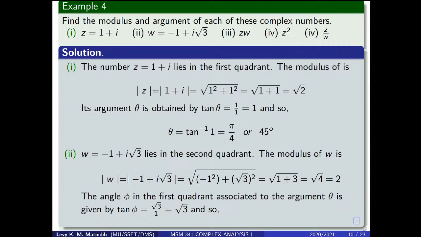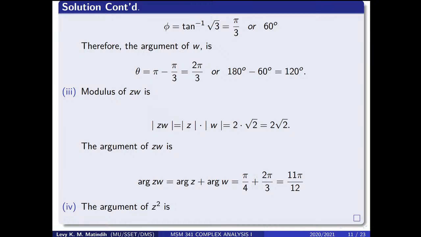Now, in the first one, we are finding the argument and the modulus of z, which is 1 plus i. After solving, you discover that the modulus is the square root of 2 and the argument is 45 degrees, or pi over 4. In the second one, it's the same scenario as in the previous examples. The modulus of w is equal to 2, and its argument is 120 degrees, or 2 pi over 3 radians. Now, we have two scenarios here.